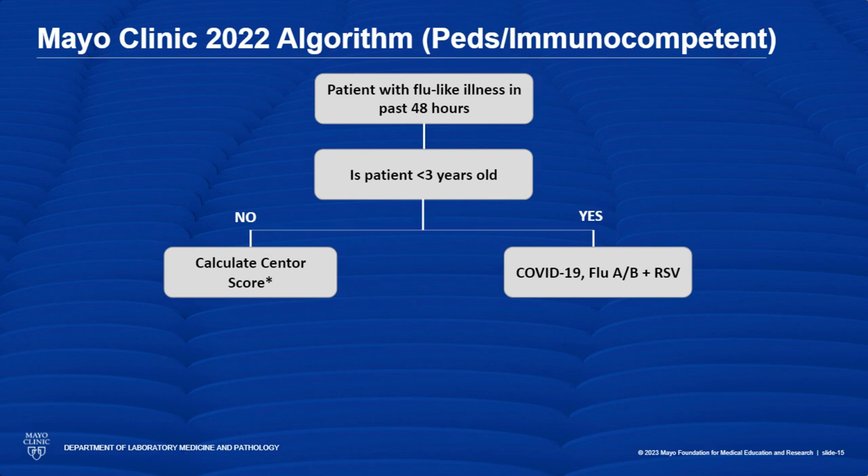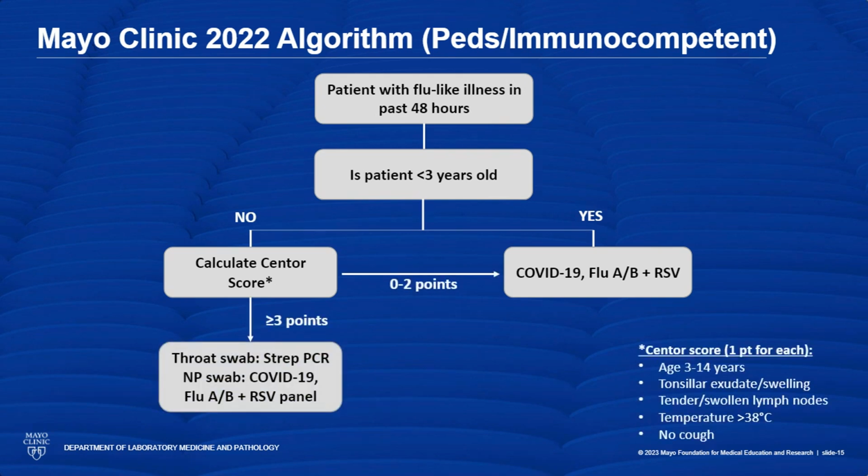Now, what is that? That is actually a way for us to determine a patient's risk for group A strep or strep throat. So they're, again, factored based on their age, and then they're asked whether they have tonsillar exudate or swelling, if their lymph nodes are swollen, do they have a temperature, and do they have a lack of a cough? So they get a point for each of those factors.